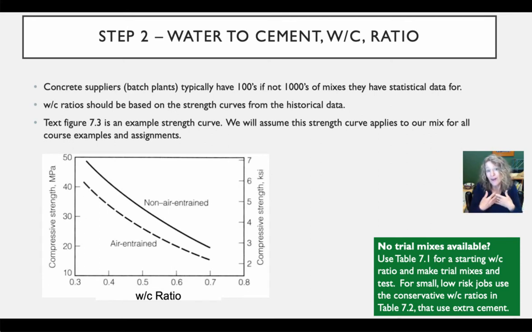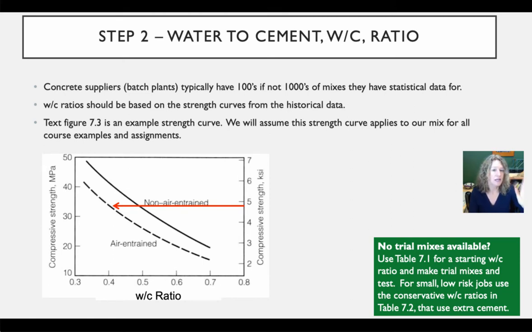Since in the course we're not a batch plant, we don't have a bunch of historical data, we're going to use figure 7.3 for the whole course and assume this is our historical data that we get to work with, right? So literally we want to just come in, we're on the KSI side, we have 4.96, and we're going to draw an arrow over to our strength curve.